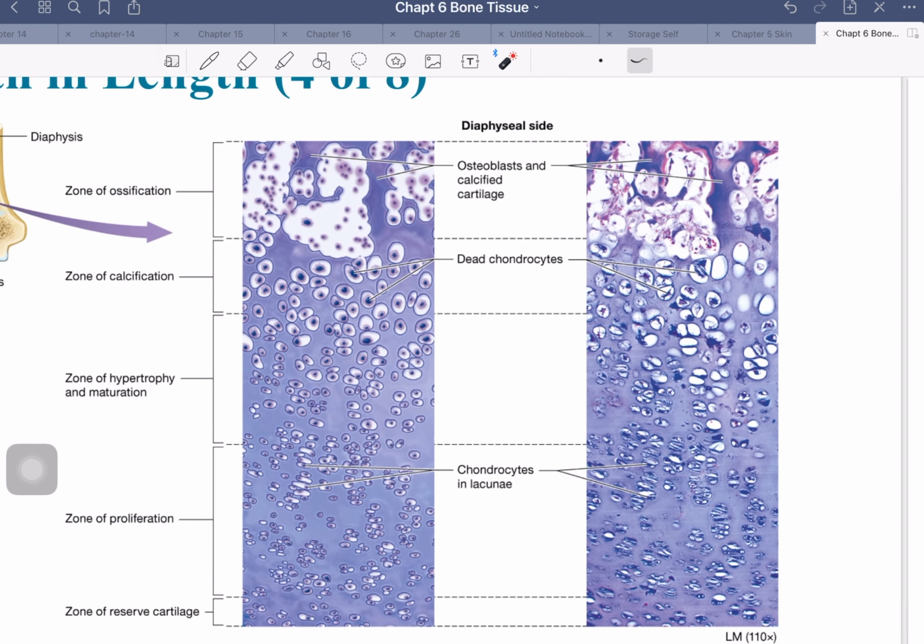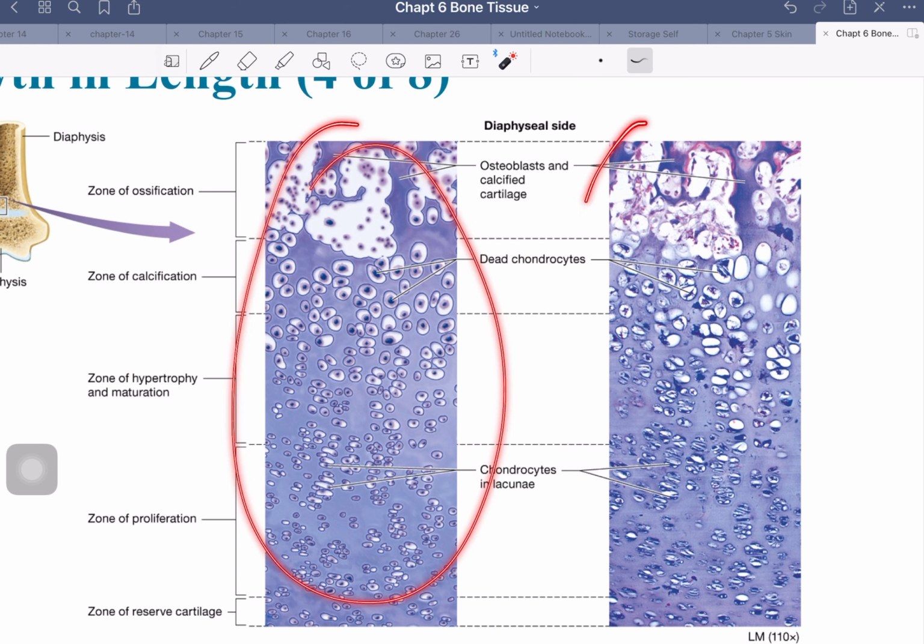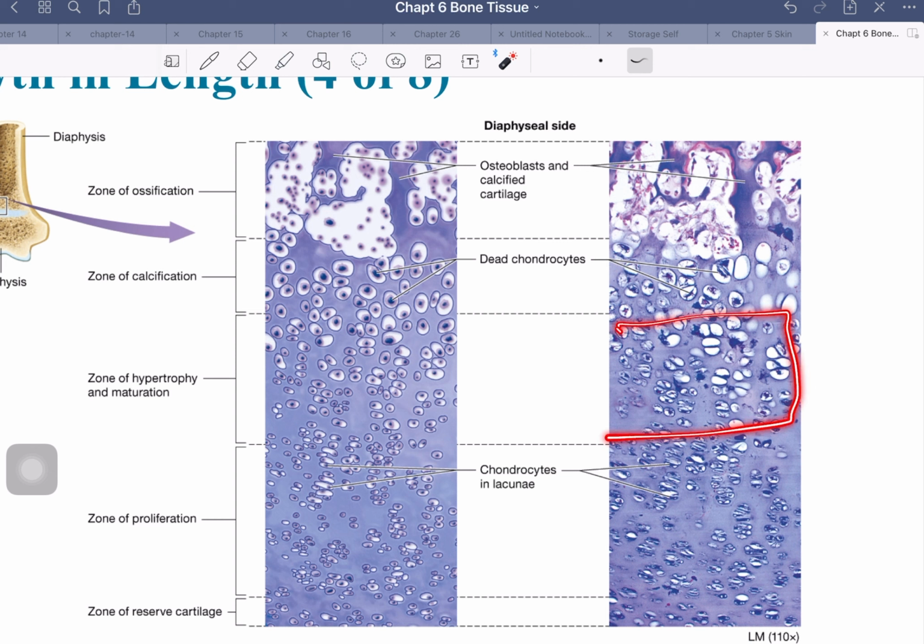And you can actually see it here. And this is the artist diagram. You can see it here in the actual histological section. Chondrocytes and their lacunae, the matrix, the zone of proliferation, the zone of hypertrophy. You can see how those lacunae are starting to get bigger, especially as I get near the superficial or the top end of the epiphyseal plate.